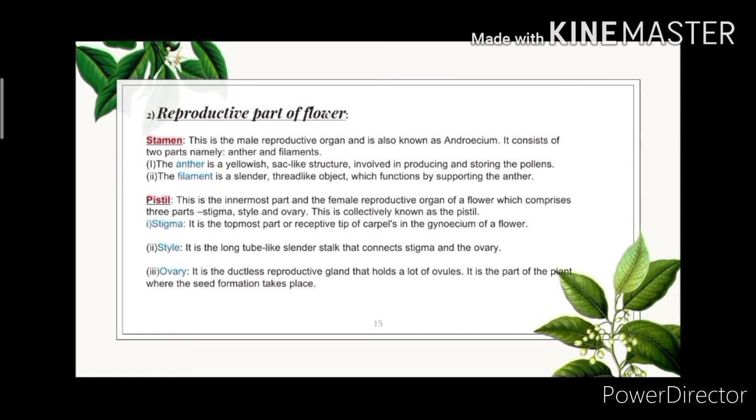Stigma is basically the topmost part, or receptive tip, of a carpel. Style is a long, tube-like, slender, stalk-like structure. And ovary is basically a ductless reproductive gland that holds a lot of ovules, and this ovule contains a very small structure that is known as egg. And when this egg and this pollen grain mate, it forms a zygote, and this process is known as fertilization.